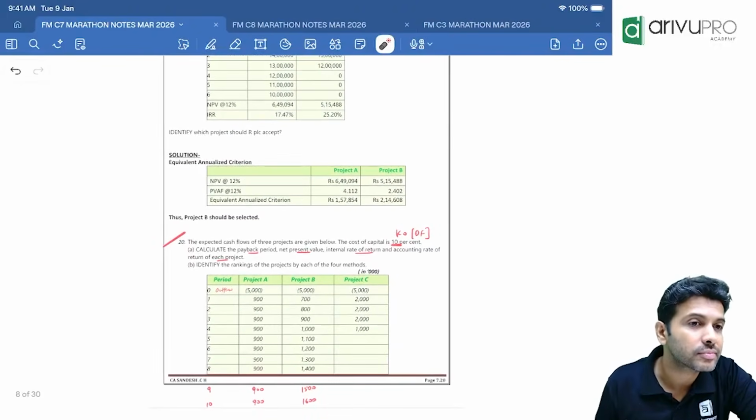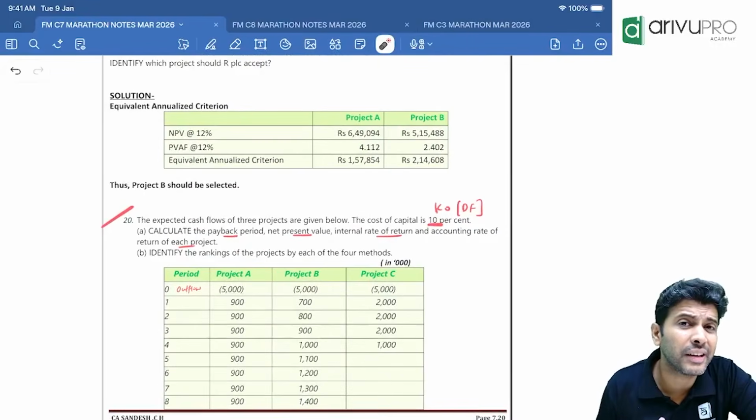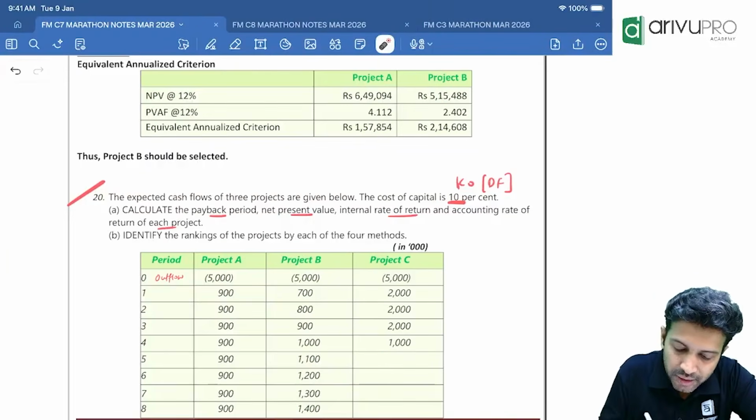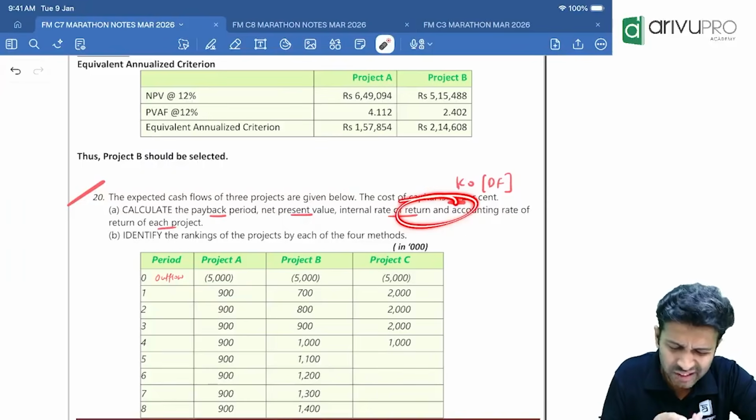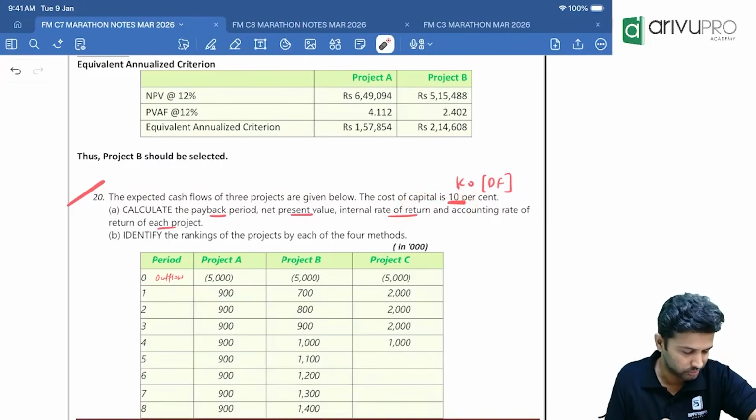Remember ARR? Now check for ARR, do we need cash flow or do we need PAT? PAT. Now in this problem, we need to calculate ARR. There's only payback period and the rest is not needed.